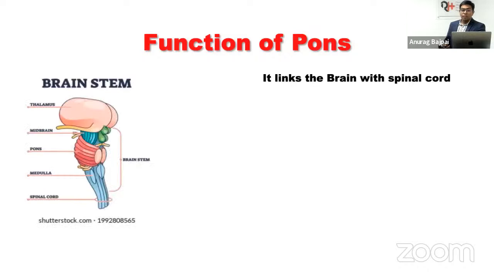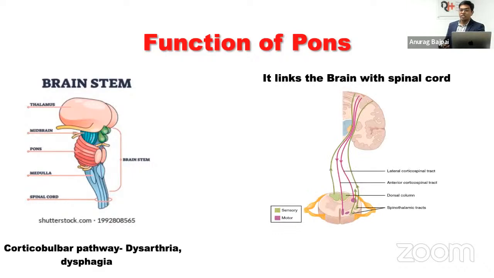So what are the functions of the pons? The pons is a major part of the brain which links the brain with the spinal cord, and it has two major pathways that we are discussing mainly. One is the corticobulbar pathway, which takes the information from the periphery to the brain.